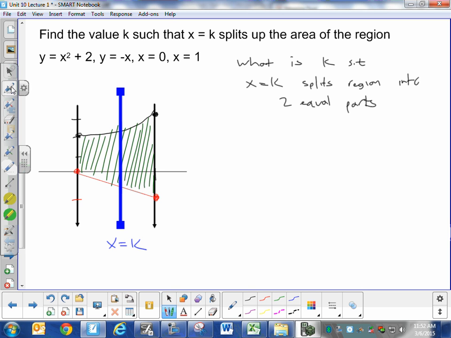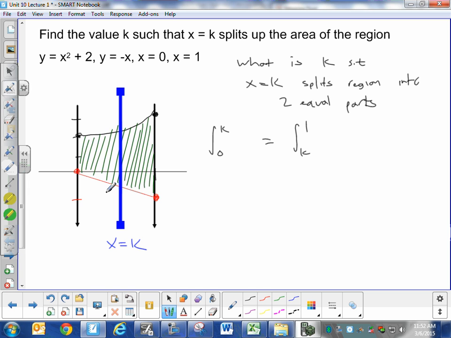Well, two ways to think about it. You can say, all right, the area from 0 to k here will be equal to the area from k to 1, and we can use that to help us solve for k. But that's a lot of k's on two different sides of an equation. There's an easier way.